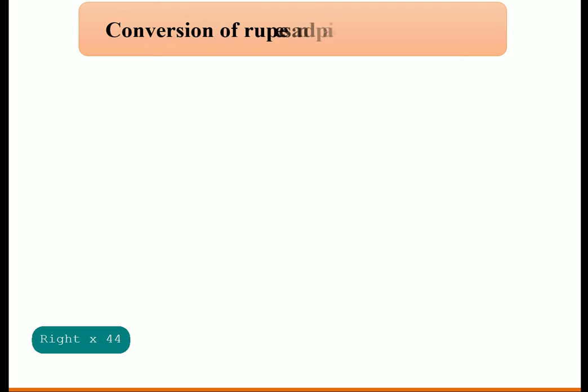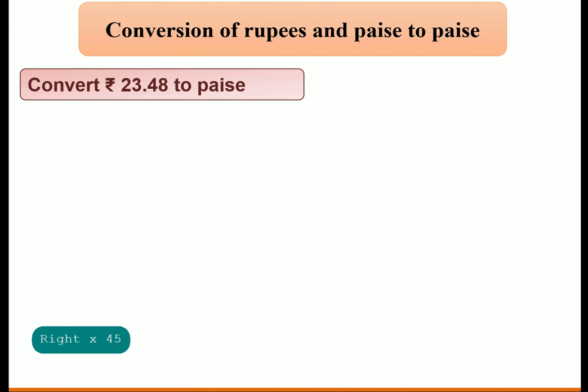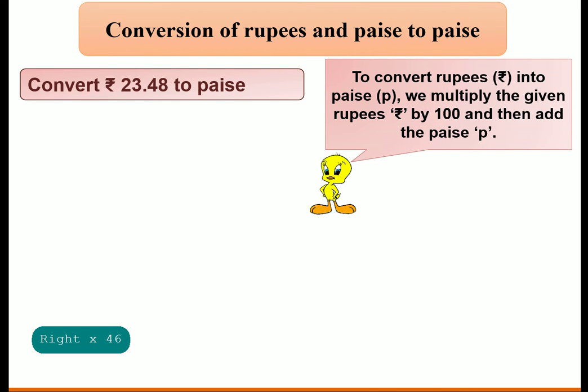Let us see conversion of rupees and paise to paise. Now it is next level. Let's see how to convert rupees 23 and 48 paise to paise. To convert rupees into paise, we multiply the given number by 100 and then add the paise. We just multiply the number before the decimal, that is 23, by 100 and just add 48 to it. Yes, it's very easy. Or we can directly multiply 23.48 by 100. Let's see how to do it.